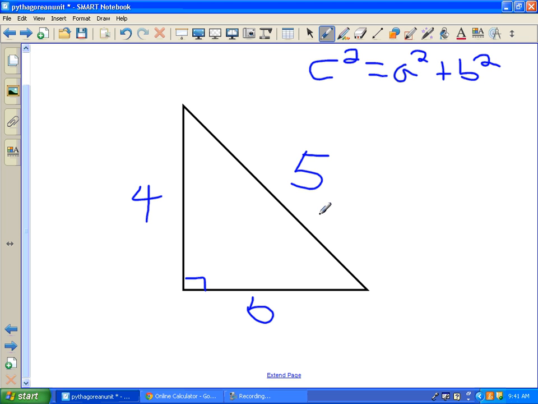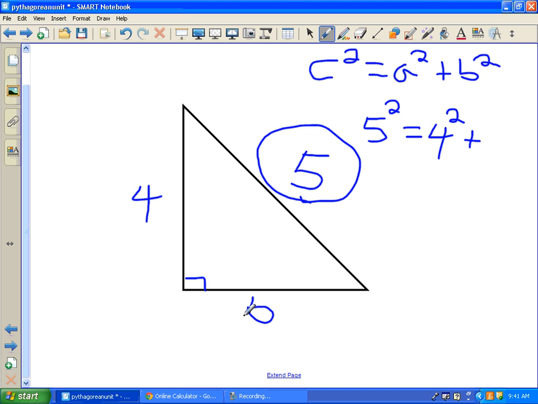Now what do I know? I know c this time, so I can put 5 in for c. I know a is going to be 4, but it's got to be squared. And do I know b? No, I don't know one of the legs or one of the sides now, so I got to leave that as b squared. So let's work out 5 squared. 5 times 5 is 25. 4 times 4 is 16. And of course, we don't know b squared.